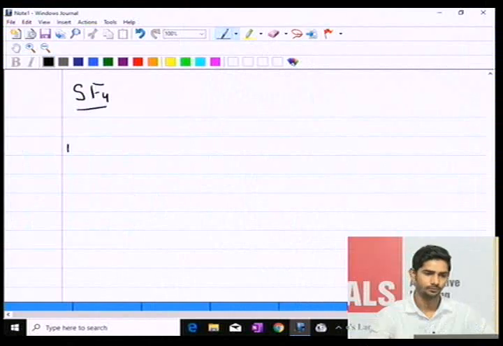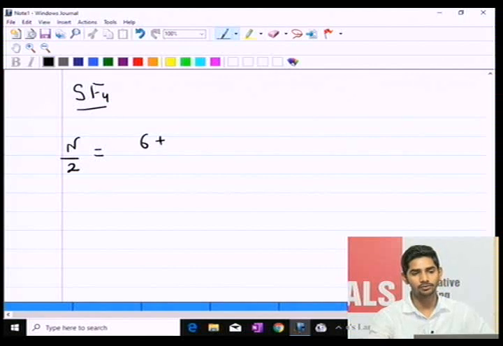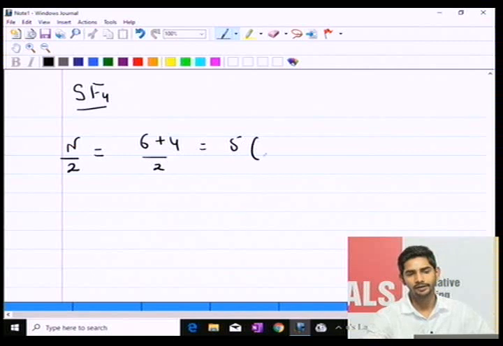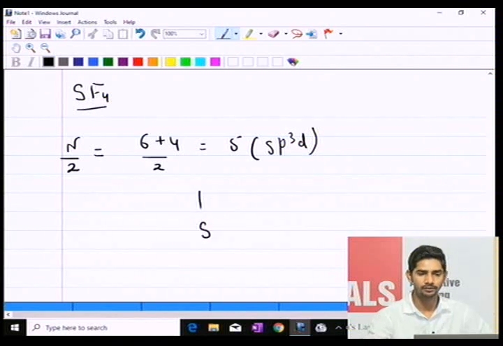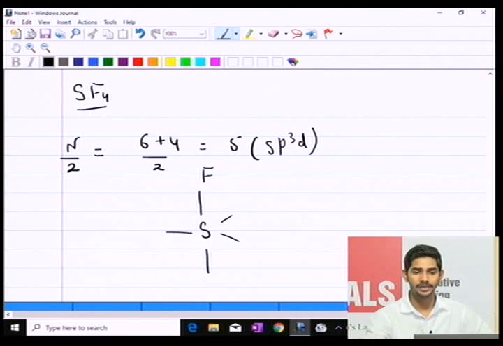SF4. Calculate the n by 2. Sulfur has 6 valence electrons plus 4 upon 2. It will come out to be 5. Again, hybridization will be sp3d. Now, do your work. Put the sulfur here and look at this. So, guys, first of all, I'll put the atoms on the axial bonds, and after that the equatorial bonds. So I have put 2 atoms over here, and this one will become a lone pair.